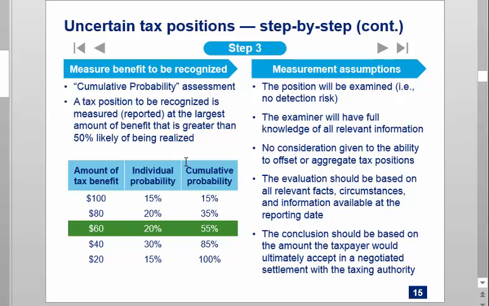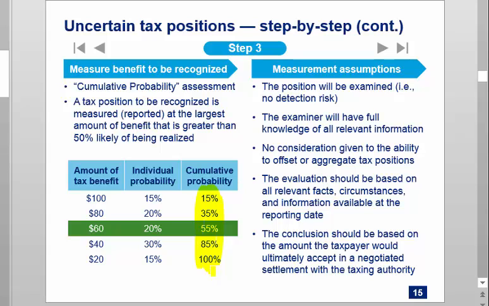Okay? So now, here's the punchline. You're supposed to identify the third column of this chart. The key is this column. And you're supposed to identify the cumulative probability of the different positions. What cumulative probability means is if there was a 15% chance of winning the entire $100 credit and a 20% chance of getting only 80, then the chances of getting at least 80 is 35%.